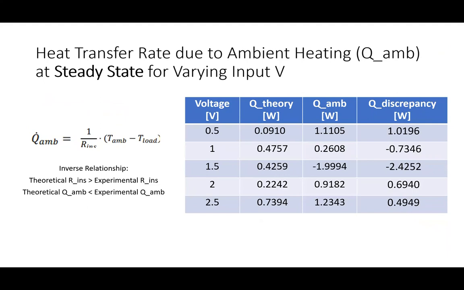Here's a comparison of the theoretical and experimental heat transfer rate due to ambient heating, Q dot ambient, at steady state for varying input voltages. It can be seen that in general, the experimental Q dot ambient is greater than the theoretical value. This is due to the inverse relationship between Q dot ambient and R insulation, pictured in the formula here. As previously discussed, the smaller experimental R insulation value causes the experimental Q dot ambient to be greater than the theoretical value.